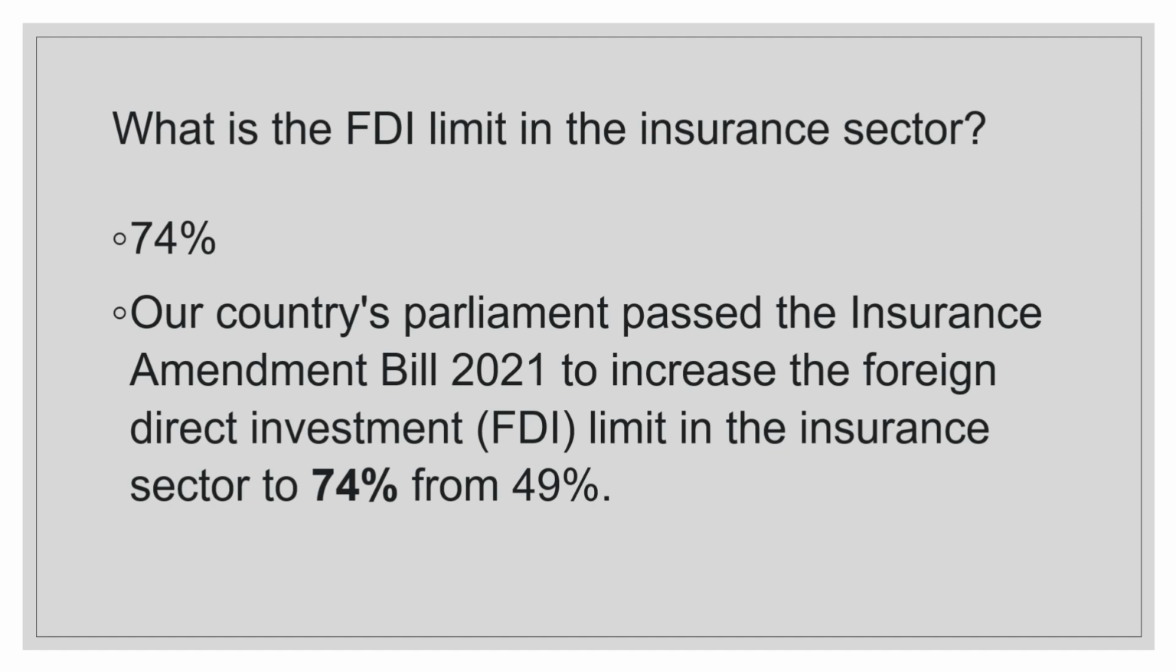What is the FDI limit in the insurance sector? The FDI limit in the insurance sector is 74%. Our country's parliament passed the Insurance Amendment Bill 2021 to increase the foreign direct investment limit in the insurance sector to 74% from 49%.